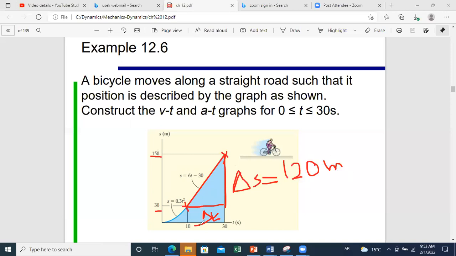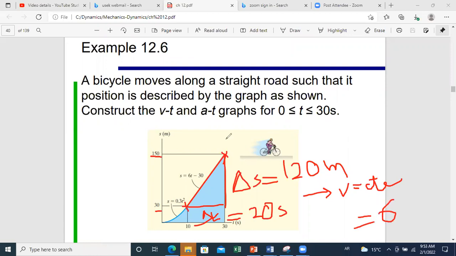And delta T is 30 minus 10, which is equal to 20 seconds. So the velocity in this phase is constant because it's a linear variation of S with respect to time. And it's equal to 120 over 20, which equals 6.